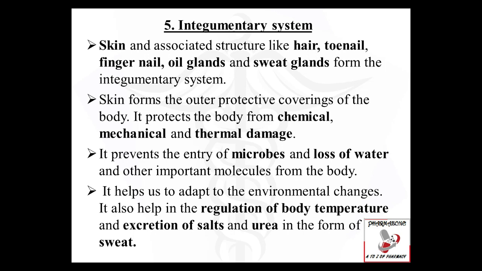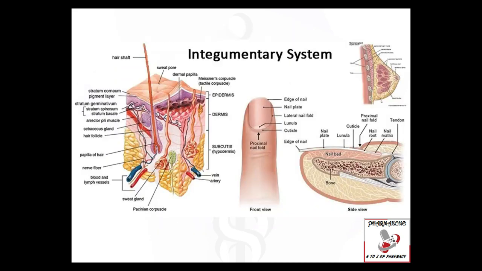It helps us to adapt to environmental changes. It also helps in the regulation of body temperature and excretion of salts and urea in the form of sweat. Organs of the integumentary system include skin, hair, and nails, as I said. The skin is the largest organ in the body. It encloses and protects the body and is the site of many sensory receptors.